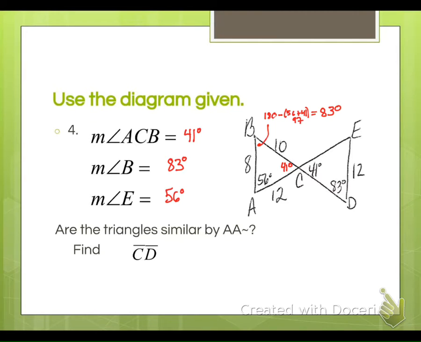On the problem it said 83. Oh, this part told you 83 degrees. We had to find this one to verify that they were congruent. So you had to do the math to show that the two angles were congruent.